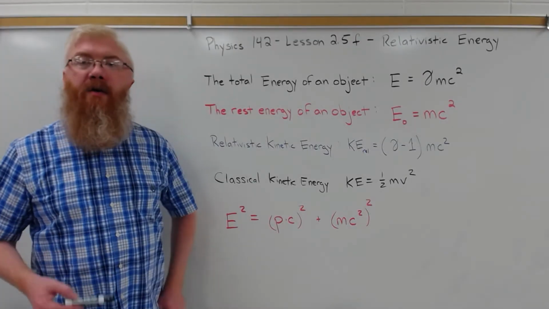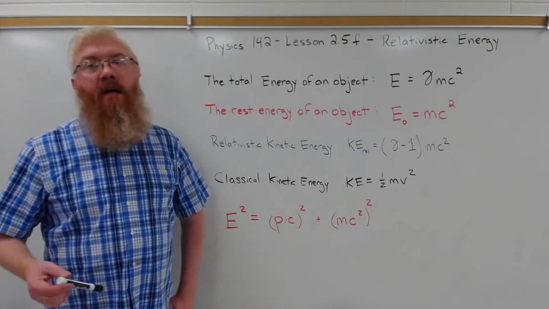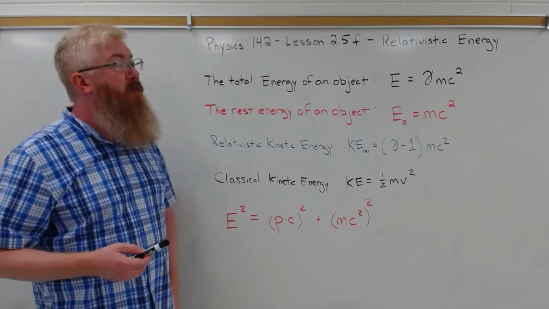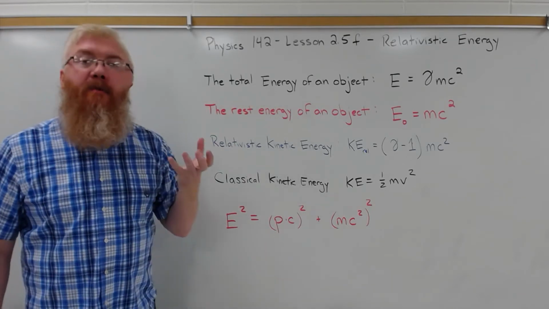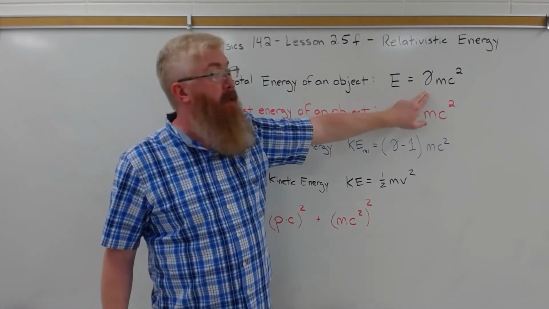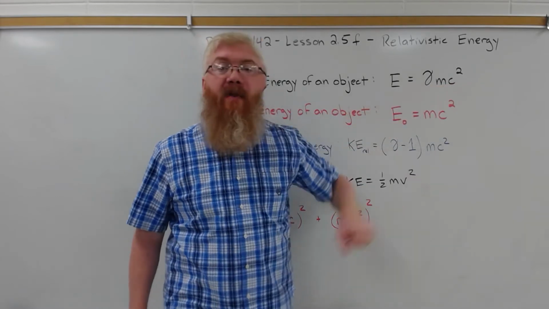We conclude our discussion of relativity by looking at what's called the relativistic energy. Now, we talked about relativistic momentum in the previous section. In this section, we're dealing with the energy of the particle. So the total energy of an object is equal to gamma, the Lorentz factor, times the rest mass of the object times the speed of light squared.